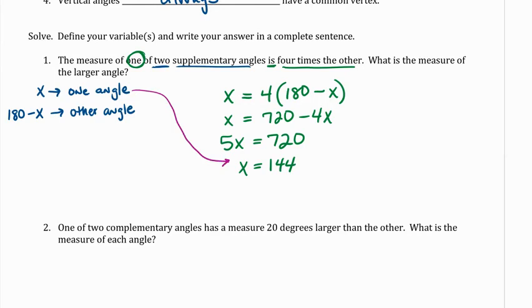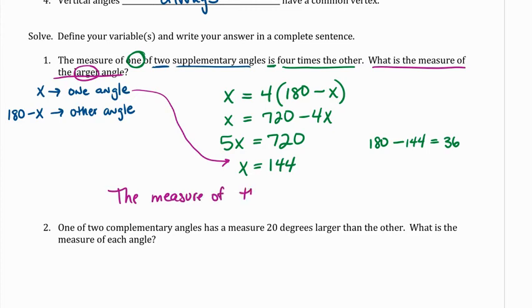And then I want to get the other angle. So I'm going to look back here, and my question is asking, what's the measure of the larger angle? So I know this one's 144. Well, my other angle would be 180 minus 144, which is 36. So then that means the measure of the larger angle is 144 degrees. Ta-da!